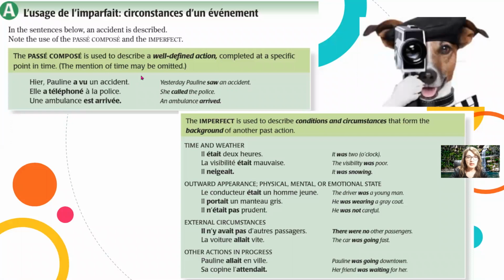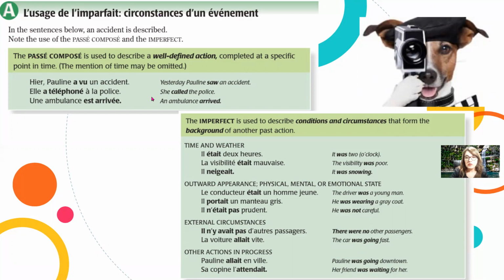Ok, maintenant parlons de l'usage de l'imparfait. L'imparfait exprime les circonstances d'un événement. Les circonstances. Un événement means an event. Les circonstances d'un événement sont expliquées ou bien sont exprimées en général avec le verbe à l'imparfait. In the sentences below, an accident is described. Note the use of the passé composé and the imparfait, imperfect.